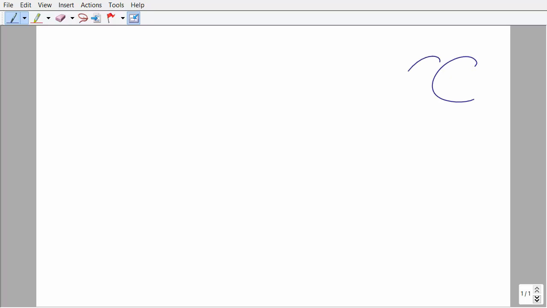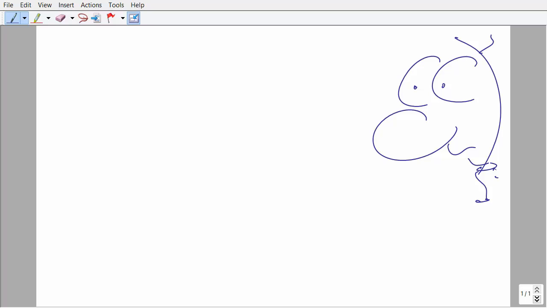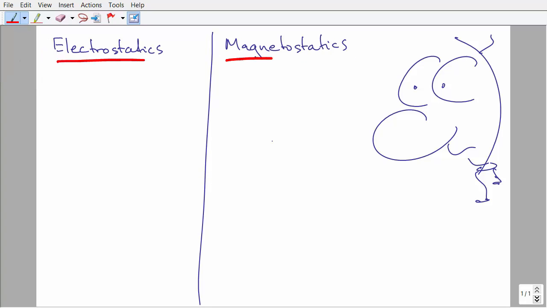Okay, so in this segment, we're going to study bound currents and their relationship to free currents. And we're going to compare this to our development of bound charges and free charges in electrostatics. You'll remember in electrostatics, we started off with our divergence equation for E, and we rewrote the bound charge in terms of the polarization.